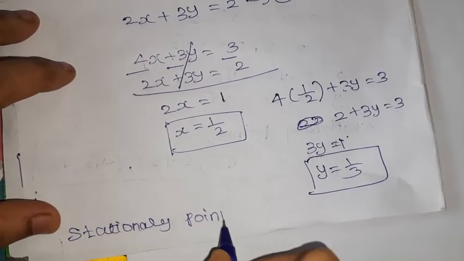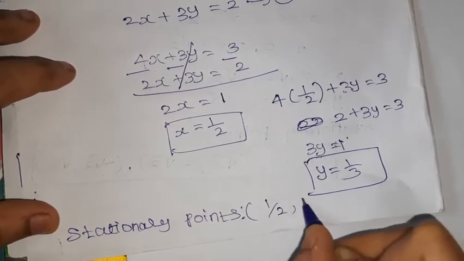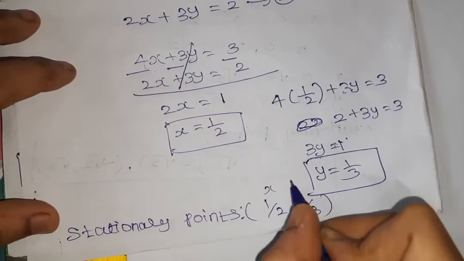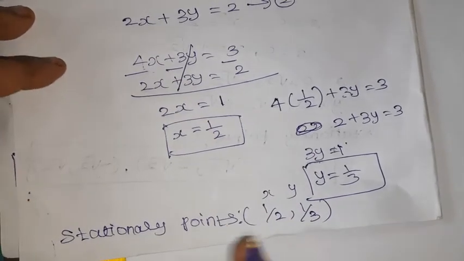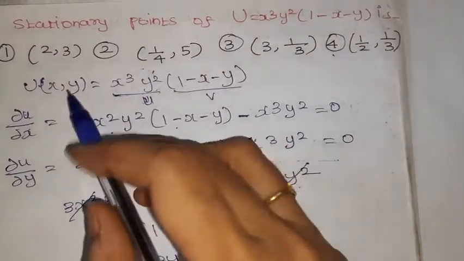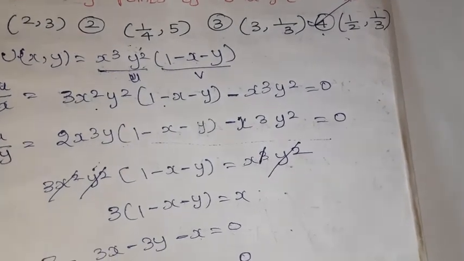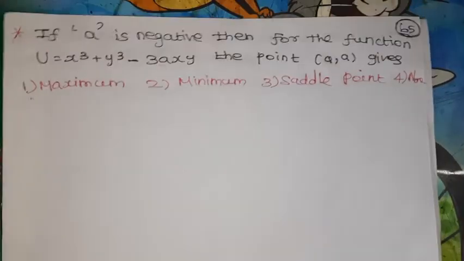Stationary points is nothing but 1 by 2, comma 1 by 3. So 1 by 2 comma 1 by 3 is the stationary point for the given problem. See equation, option 4. 1 by 2 comma 1 by 3 is the right answer for this problem. We'll move on to the next one.